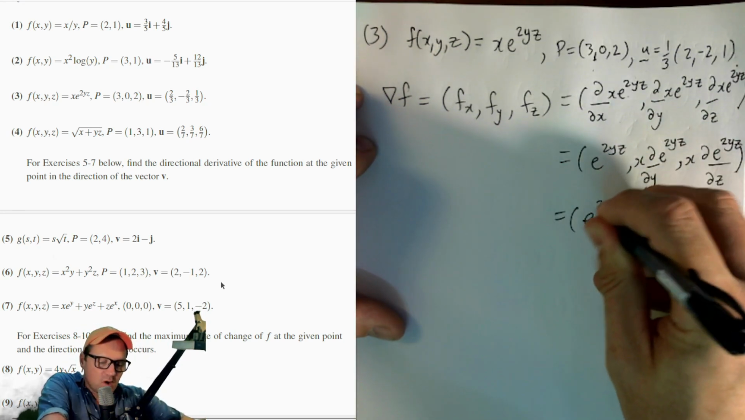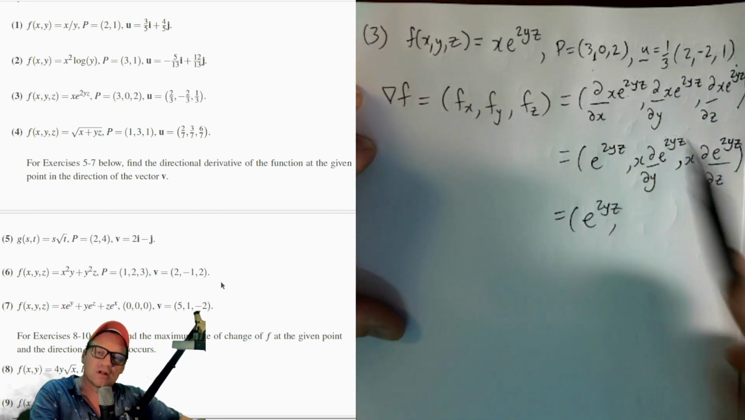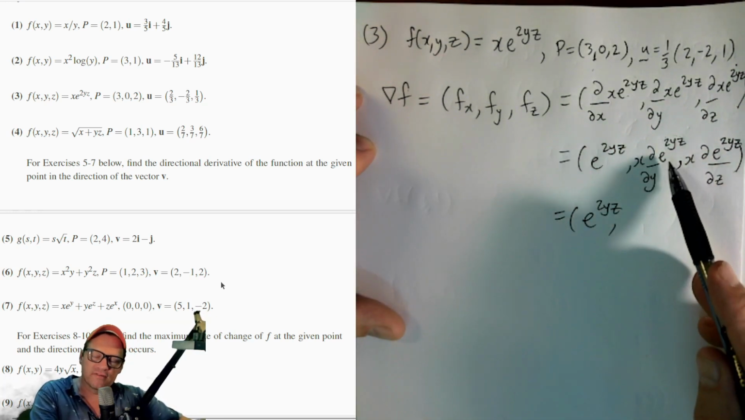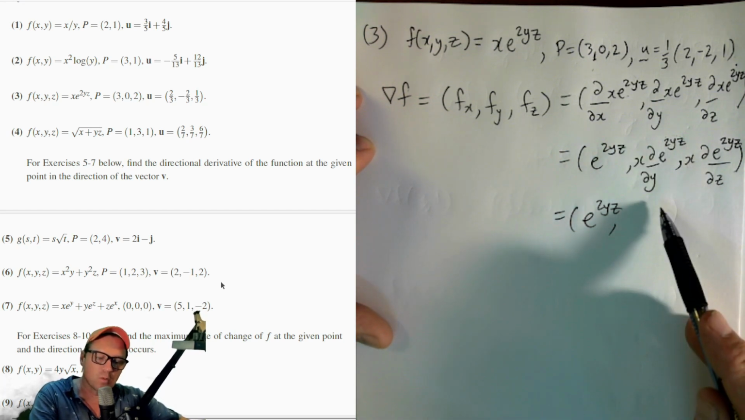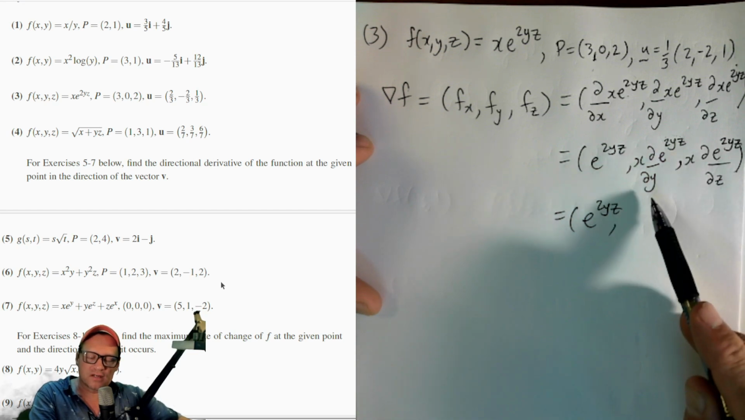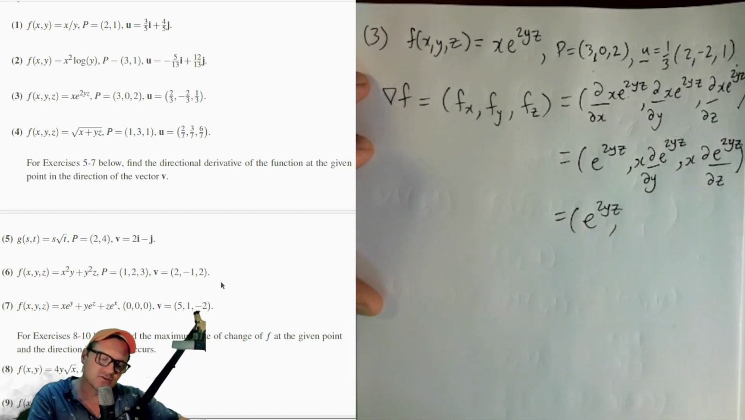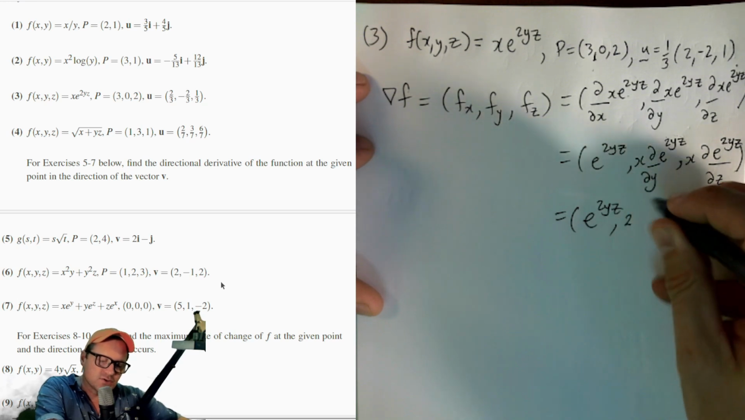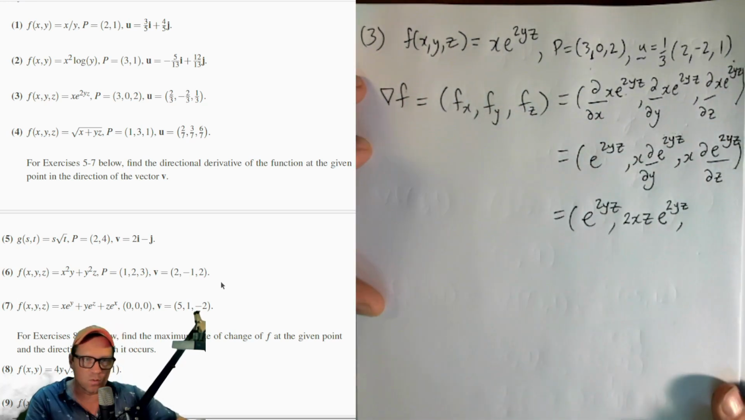So we have e to the 2yz as the x component. Now we'll treat that exponent, let's call it u. So the derivative of e to the u with respect to u times the derivative of u with respect to y using the chain rule. Now the derivative of 2yz with respect to y partially is 2z. So an extra 2z comes out, and so we have 2x times z then e to the power of u. And so this is what we get there.